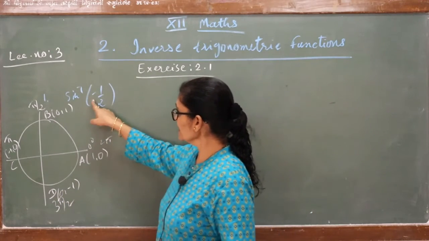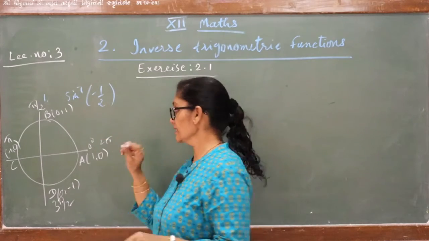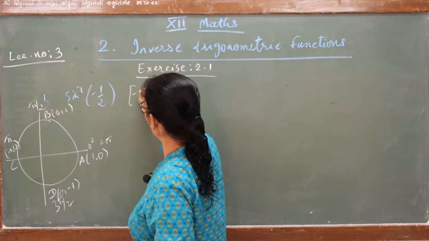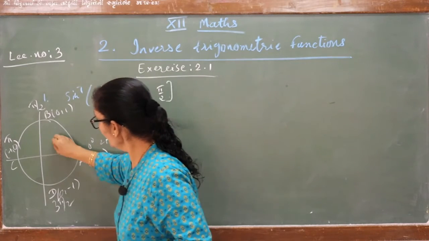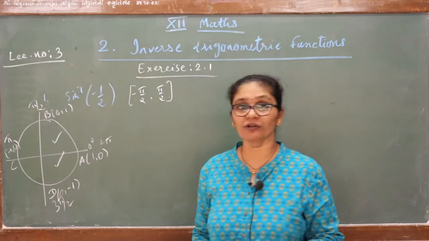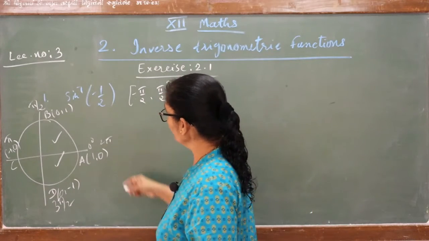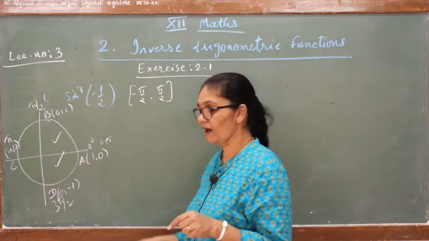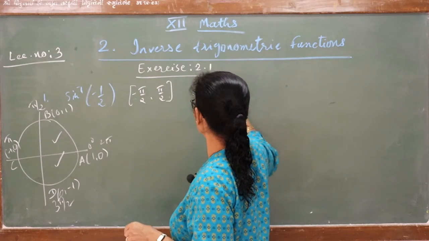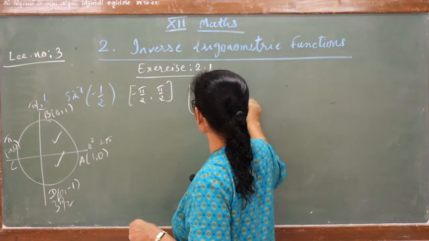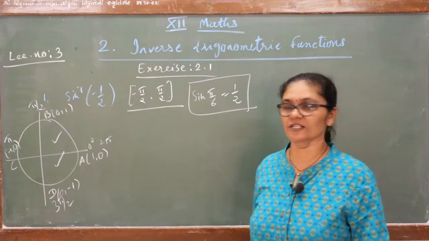Okay, now sine is negative. See, what is the range of sine? We have already discussed that it is minus pi by 2 to plus pi by 2. So minus pi by 2 to plus pi by 2 means which quadrant? First and fourth quadrant we have to consider. Now for which trigonometric value is sine half? So we know sine pi by 6 is half. If you know these two things, then only you can solve this question.